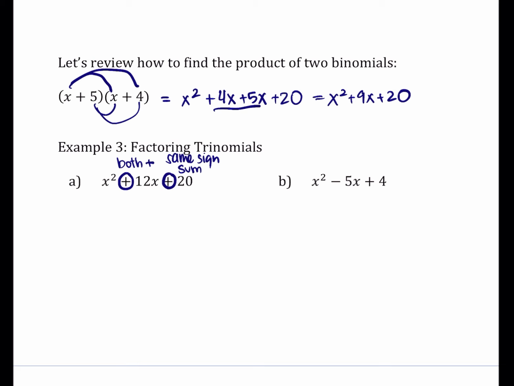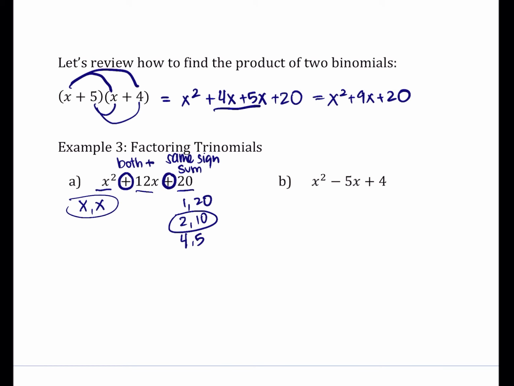Now we're going to actually look at the factors of each of our first and third terms. The factors of x squared are easy. We just have x and x. Factors of 20, we have a few: 1 and 20, 2 and 10, 4 and 5. So that's where these come into play. Same sign, sum. I want to see what factors of 20 will give me a sum of my middle term, 12x. So I can see 1 plus 20 is 21, 2 plus 10 is 12. So I'm actually going to use that.